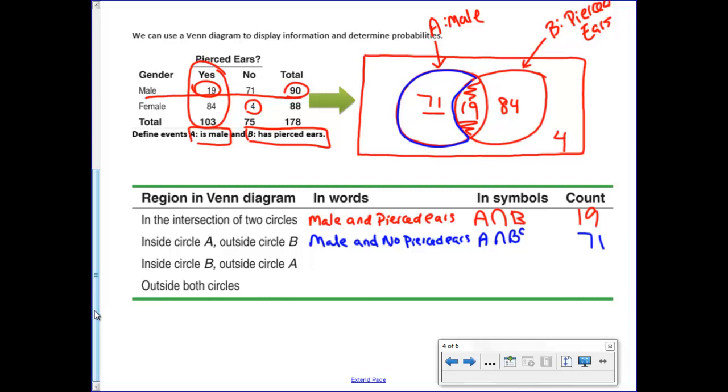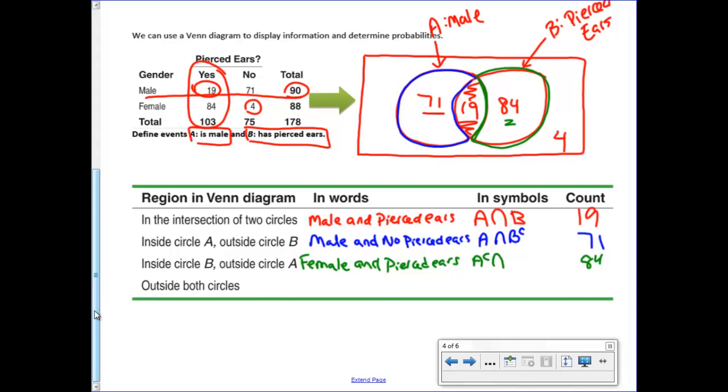Inside circle B, outside circle A. Here's circle B. We're not a part of that circle A, though. So here I have 84. Who are my people? You could say females with pierced ears. You can say the female, or you can say not male and pierced ears. So if you're not in the male category, if you're not in that A, that means we have the complement of A. You're not male, that means you're female, so it's the complement of A.